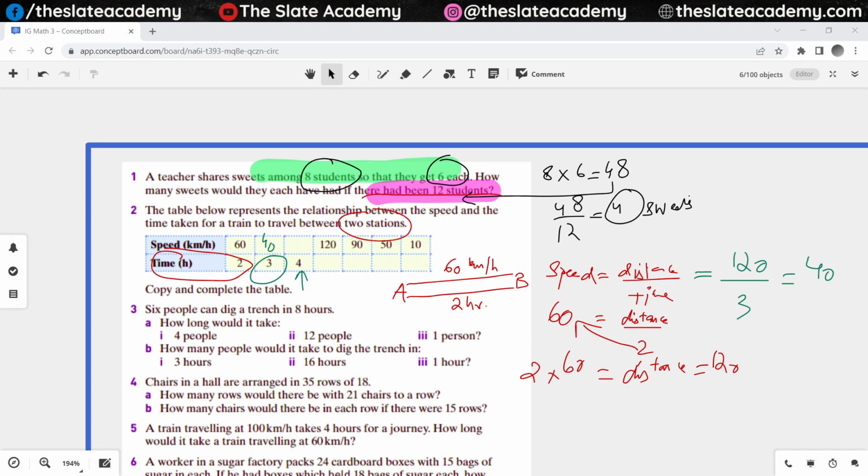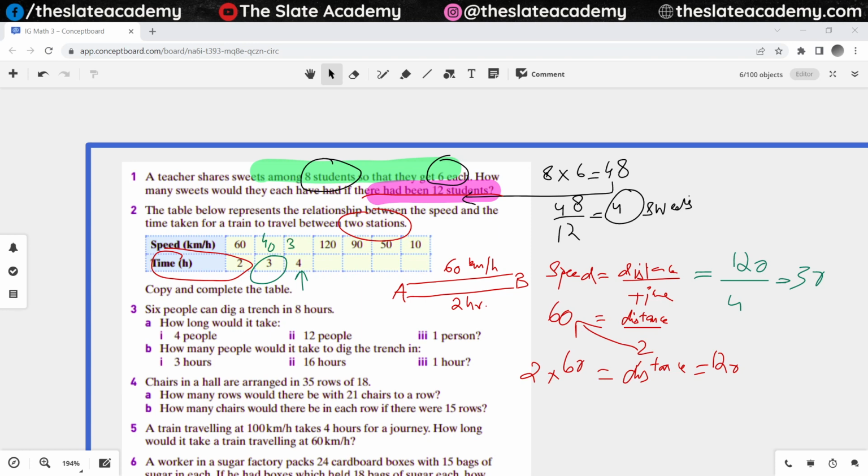20. How do we calculate speed? Distance over time. How much is the distance between the two stations? Arman, how much is the distance between the two stations? 120 kilometers. How much time does it take? 120 divided by 4, so it would be 30 kilometers per hour.